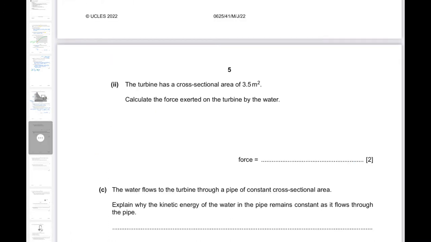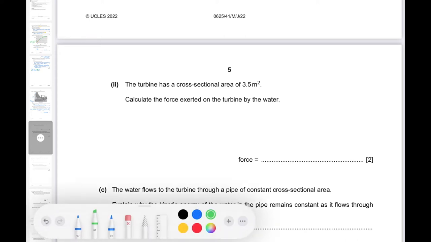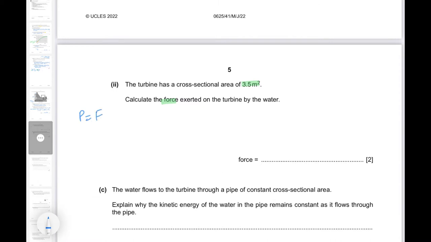2, the turbine has a cross-sectional area of 3.5 meters squared. Calculate the force exerted on the turbine by the water. So the formula of force which uses area would be pressure is equal to force upon area, which means force is equal to pressure multiplied by area. Cross-sectional area of turbine is 3.5 meters squared as given in the question, and pressure is the value that we just calculated in the previous part. So this would be equal to 1.6 times 10 to the power of 6 multiplied by 3.5, and that's equal to 5.6 times 10 to the power of 6 newtons.